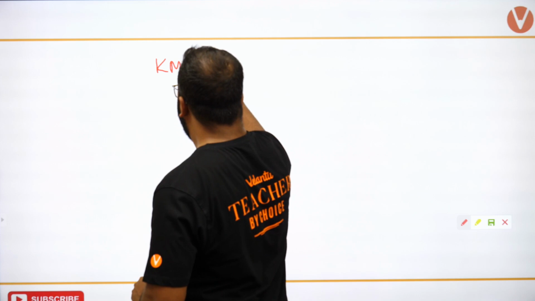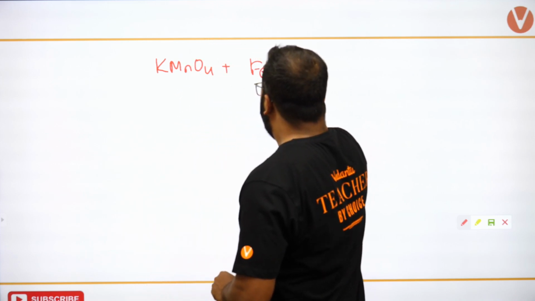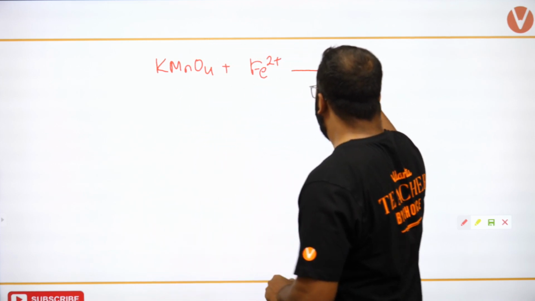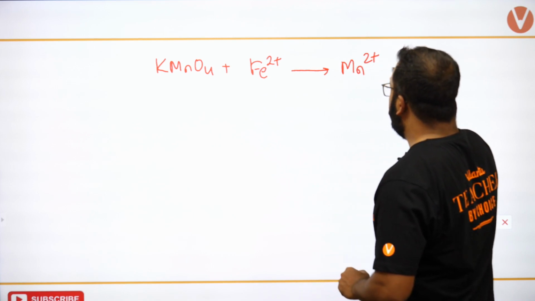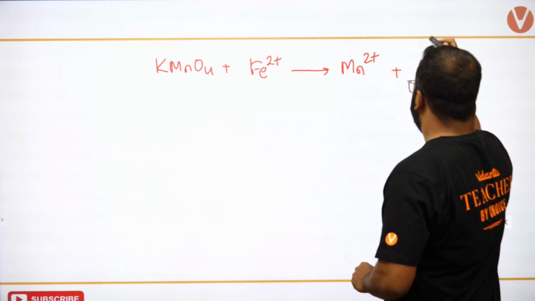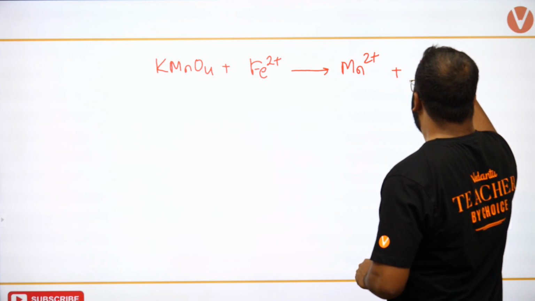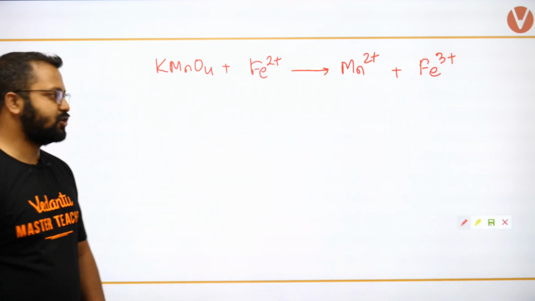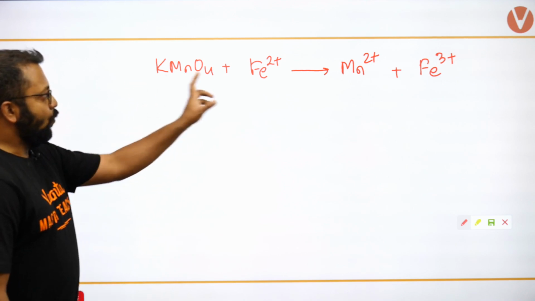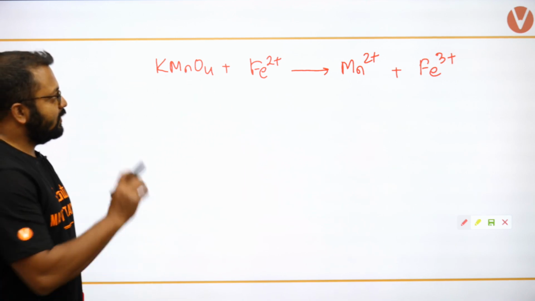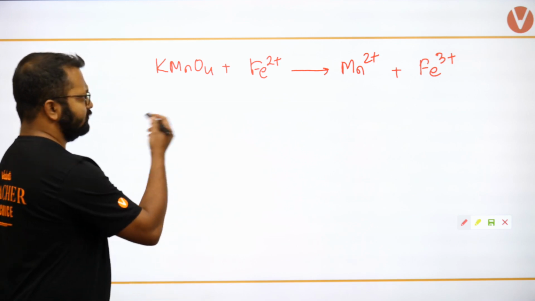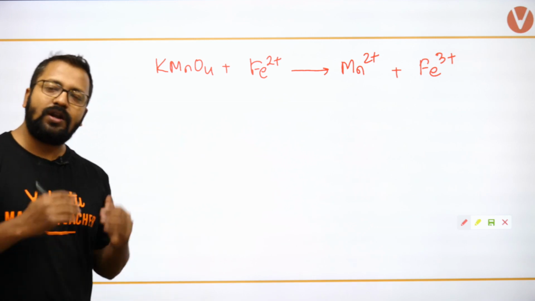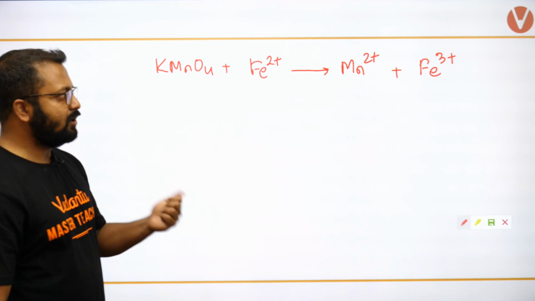So let's take a simple case. KMnO4 plus Fe2+ changes to Mn2+ and Fe3+. Now in this reaction, which is acting as an oxidizing agent? What is the oxidizing agent? What is the reducing agent?